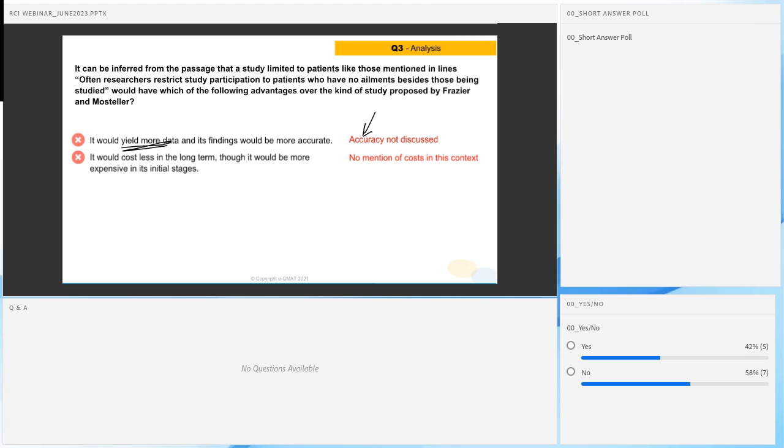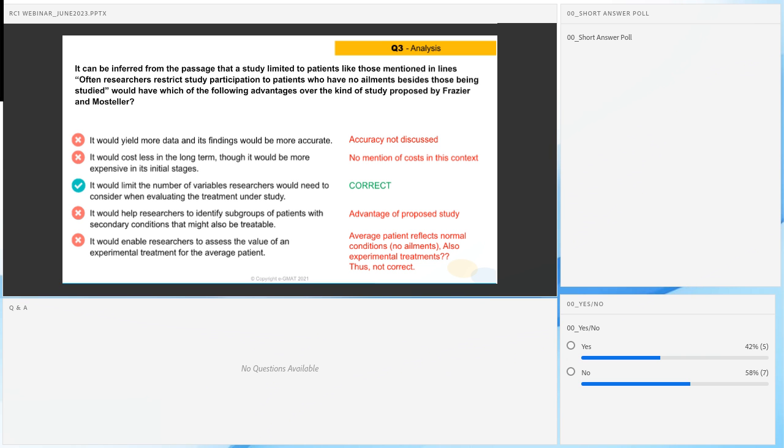Choice B talks about the cost. Again, cost is discussed in paragraph 1, not in paragraph 2. Limit the number of variables. Absolutely, that's an advantage. You can definitely infer that. Why? Because you're only looking at an ideal set of patients. Choice D really talks about subgroups. Again, not this study. That's the advantage of the proposed study and not this study.